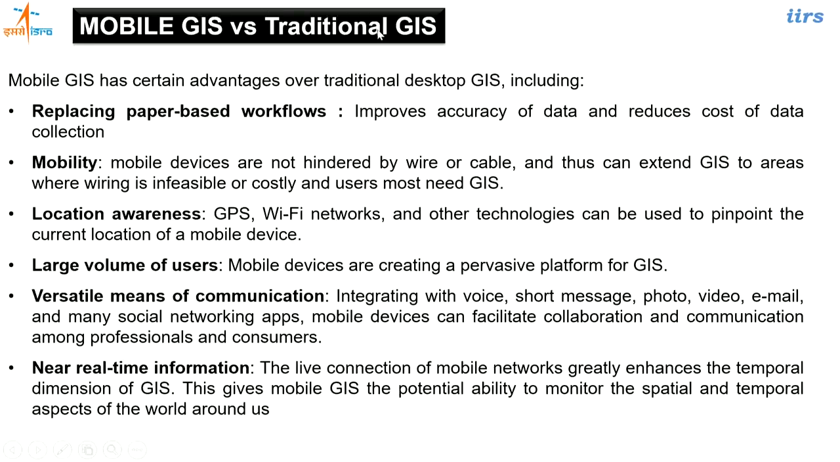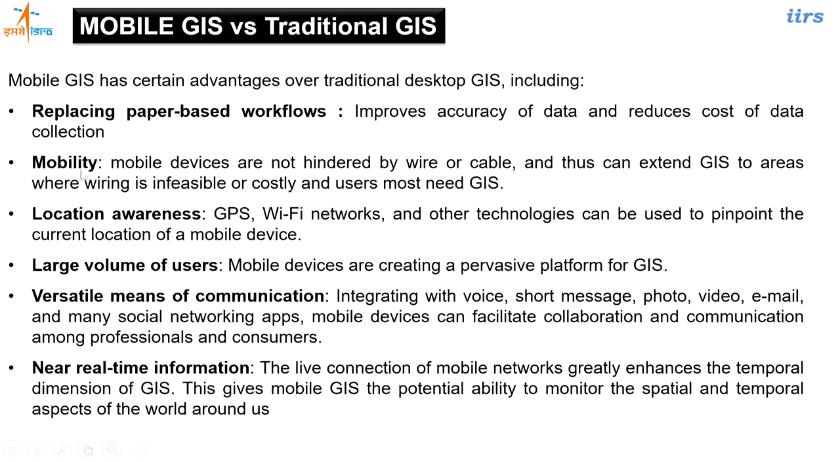Earlier it used to be through the traditional GIS. We used to carry maps in the field, but now that is not required. You carry your mobile phone, download the maps into it, and do your GIS in the field. It improves the accuracy of the data and reduces the cost of data collection.